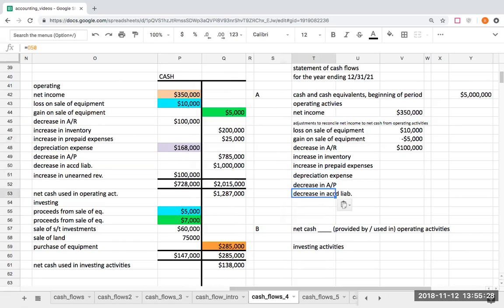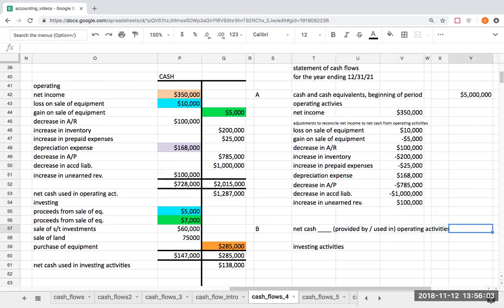And let's go take these here. So I had an increase in inventory of $200,000, which I'm going to show as a negative. I had an increase in prepaid expenses of $25,000, which will show as a negative. My depreciation expense has a debit balance, so I'm going to be showing that as a positive. My decrease in accounts payable and my decrease in accrued liabilities will both be negatives. My increase in unearned revenue will be right over here.